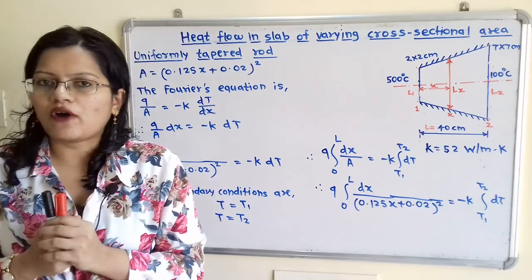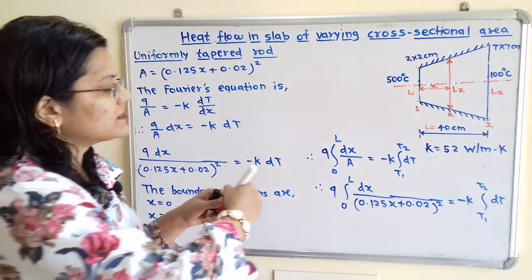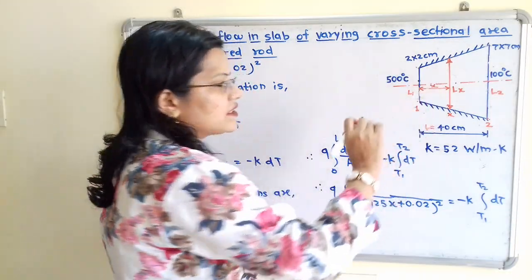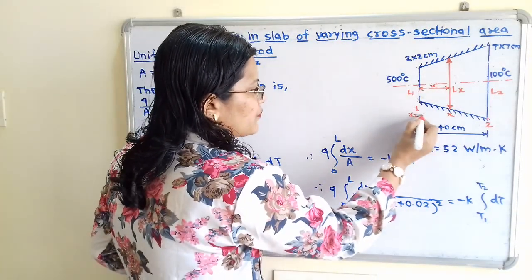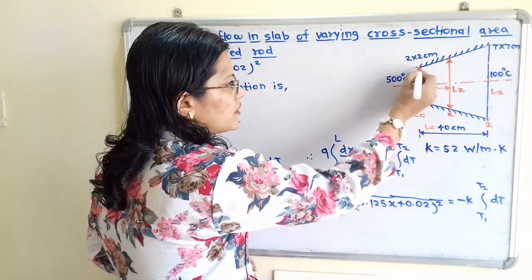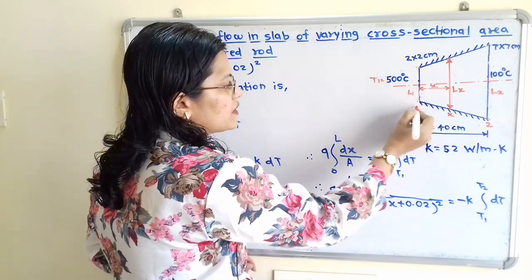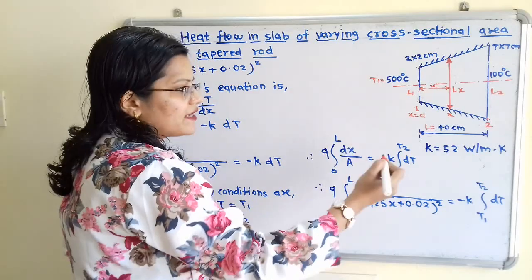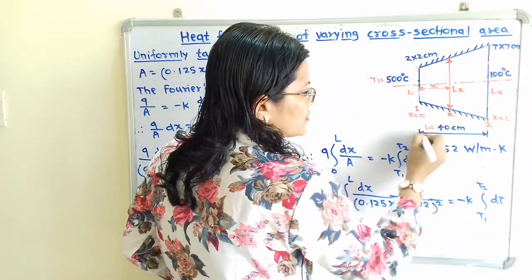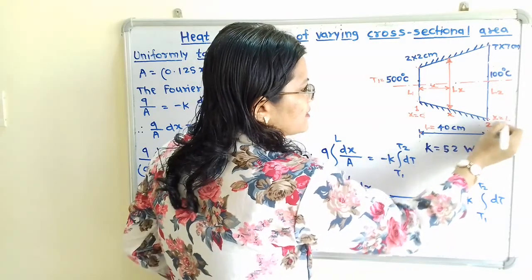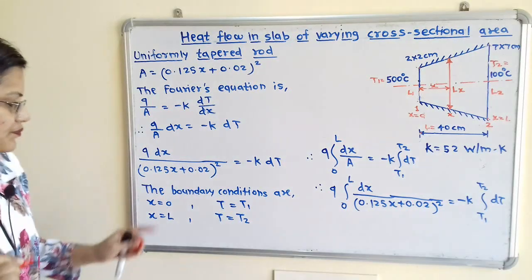Now we will put the boundary conditions. If we observe the diagram, at the first end, what is the distance x? Here at the first end x is equal to 0, and when x is equal to 0, temperature T is equal to T1, because for this first end we have given the suffix 1. In the same way at the other end x is equal to L, because the total length is L. When x is equal to L, temperature T is equal to T2.